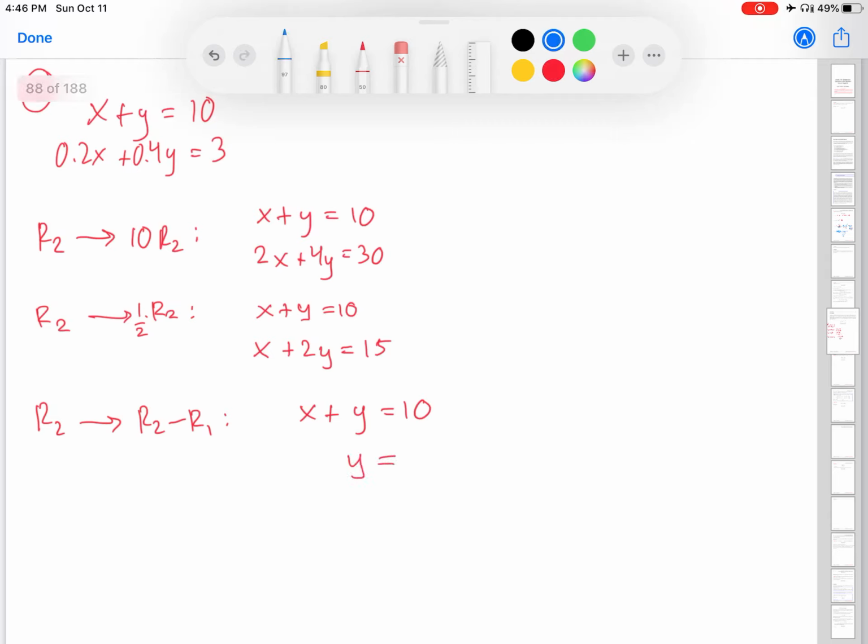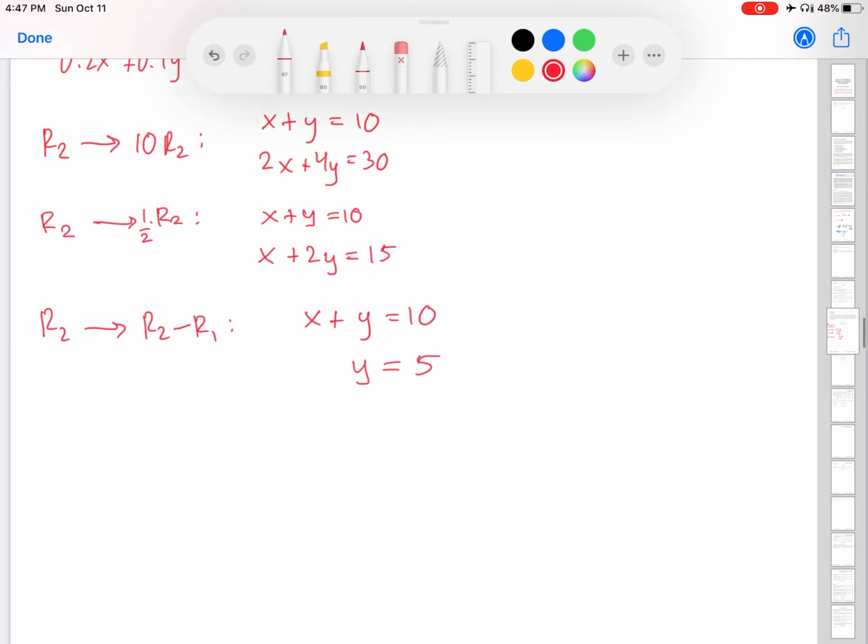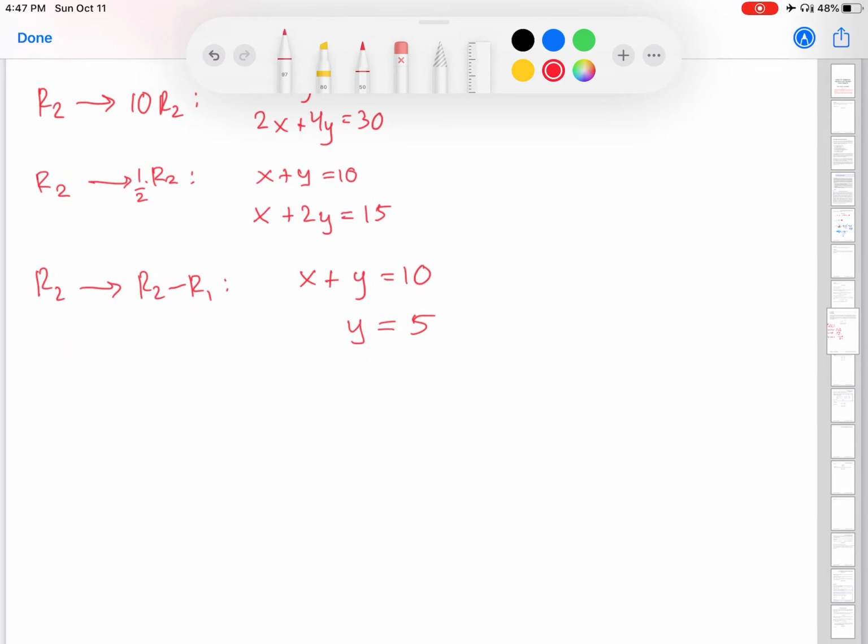And then over here, I get 15 minus 10. That leaves me with 5. So you can see how this has turned out to be very useful because I now know what the y value is. Okay, I could substitute that y value in here and solve for x. But to continue illustrating row operations, I'm going to do one more row operation, and we'll see why I'm doing this in the next video.